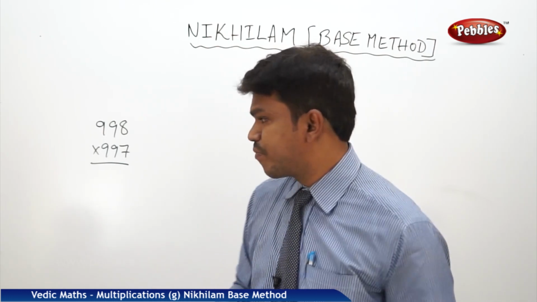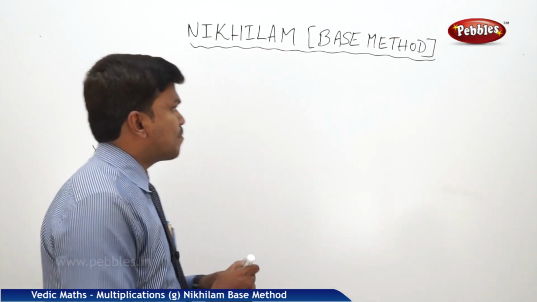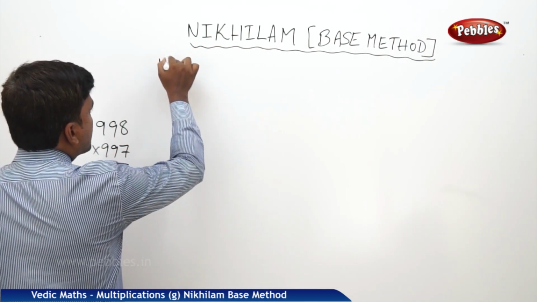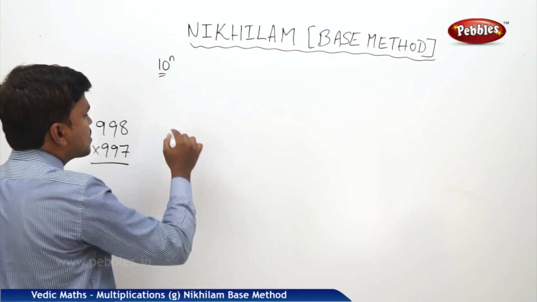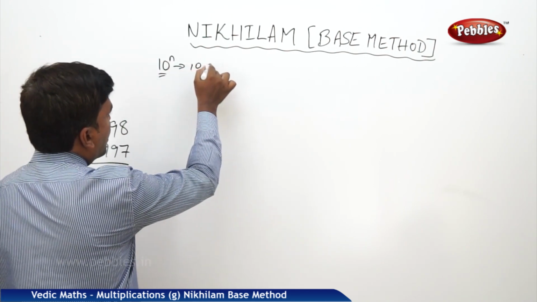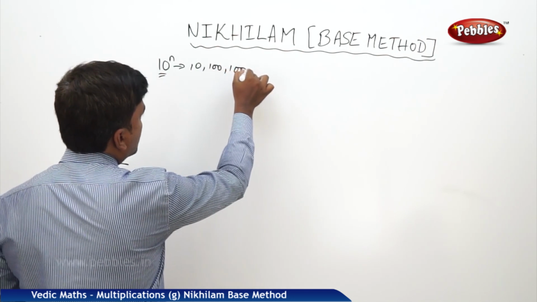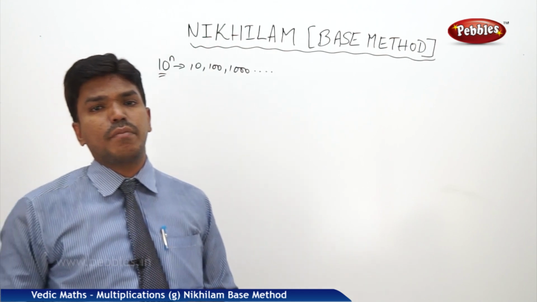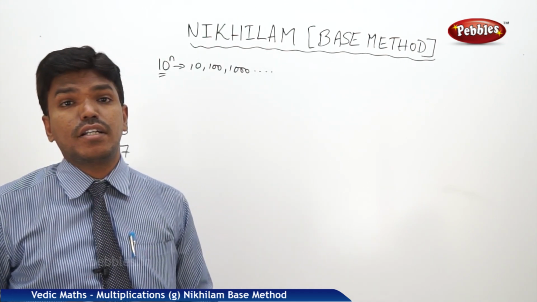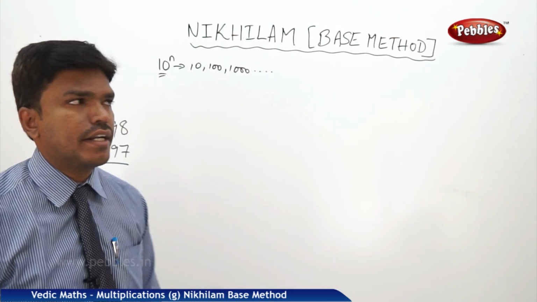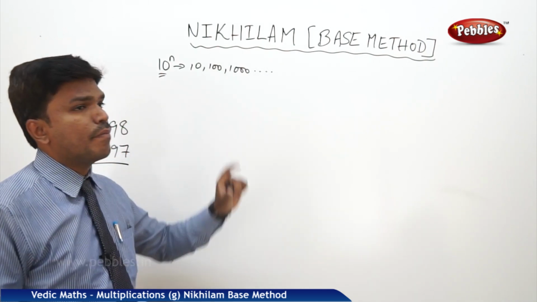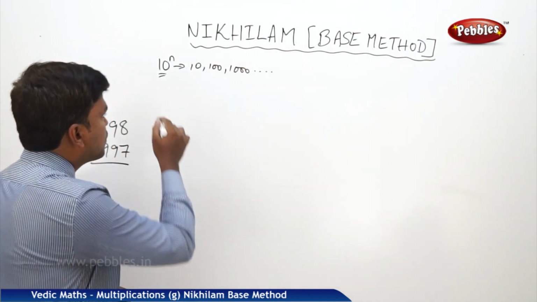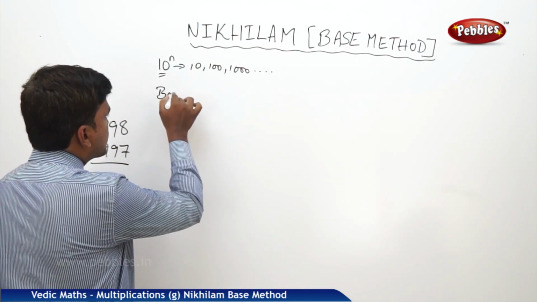Let us see now. Generally we will take the base as 10 power n. What is 10 power n? 10, 100, 1000 and so on. So in the powers of 10, we are going to take the numbers as base, and for numbers which are very close to the base, it is very easy to calculate. Let us start with the base 10. First we will start with base 10.